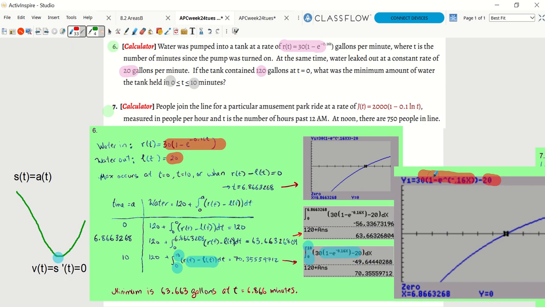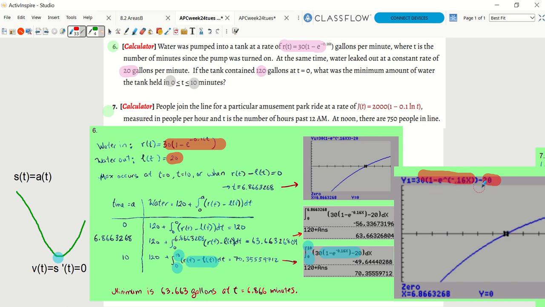So we're going to find where the rate function, and remember there are two rates, so you subtract them, is equal to zero, or visually speaking, where the x-intercept is. Again, we usually find where velocity is equal to zero, but this time we're dealing with rates, and rates are conceptually the same thing as velocity, so we're finding where the rates are equal to zero, or visually, where the x-intercepts are for this rate.